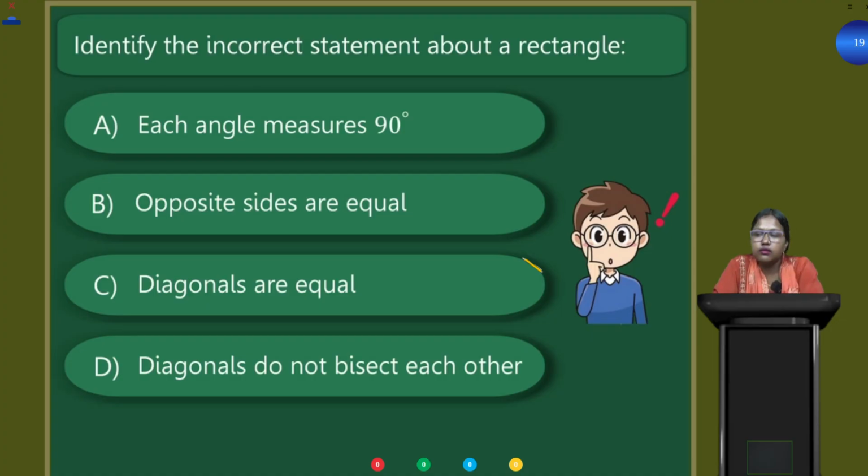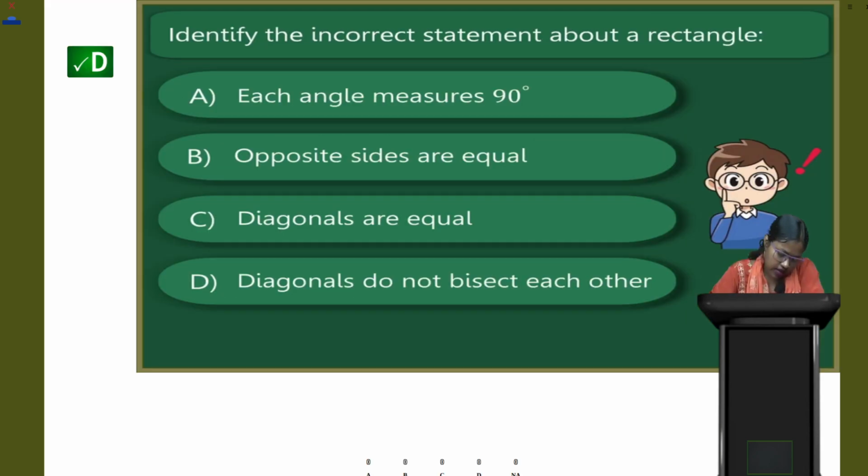It's a very easy one. Just now we saw all the properties of a rectangle. So here, out of these four, which one you think is not correct? So which one is your answer? Your time is almost up. Okay, here I am stopping the timer. I am showing you the answer.